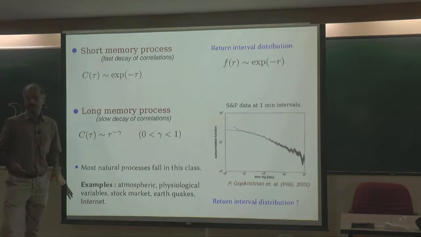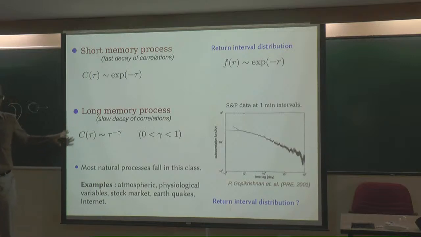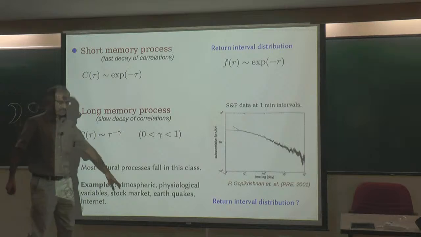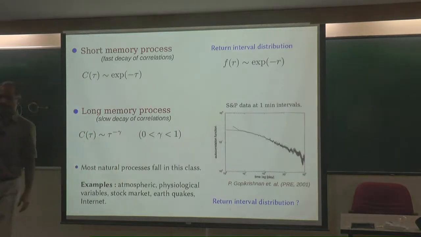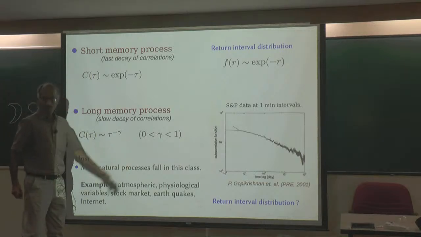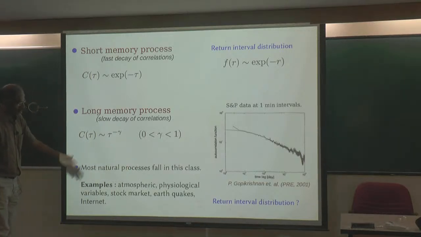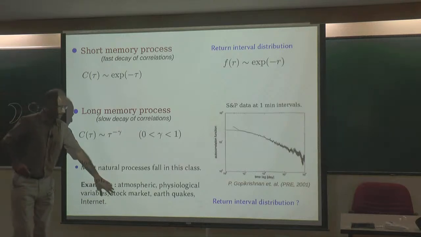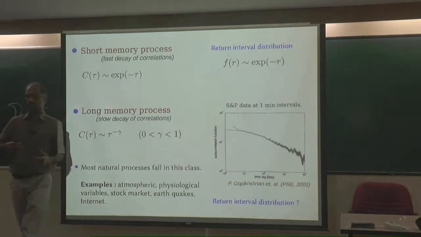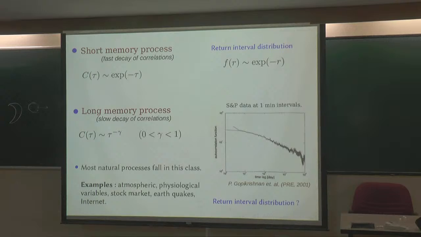Unfortunately, most of the natural processes actually fall in this class. They have long memory. So pretty much you can take any natural process or even technological, social, whatever, like atmospheric variables, the kind that Neelima was describing in the morning, pretty much any of the physiological processes, stock market data, earthquakes, whatever, they all fall in this regime. So if for any of these you ask the question about recurrence interval, it's a difficult question to answer.